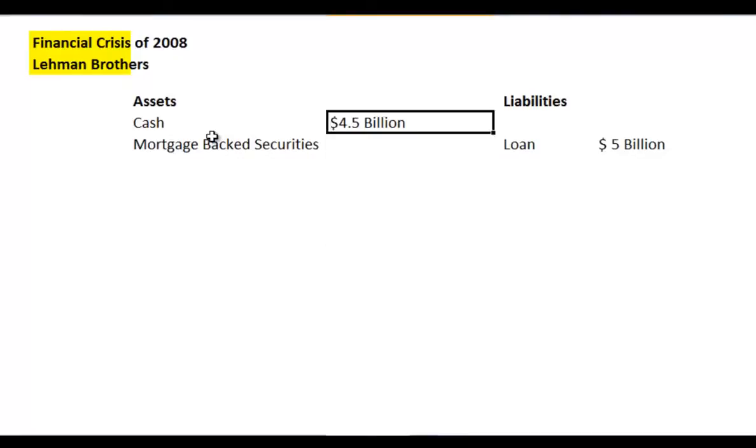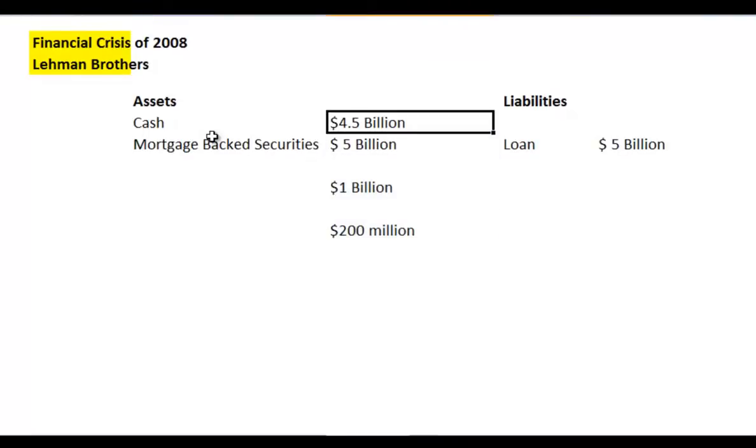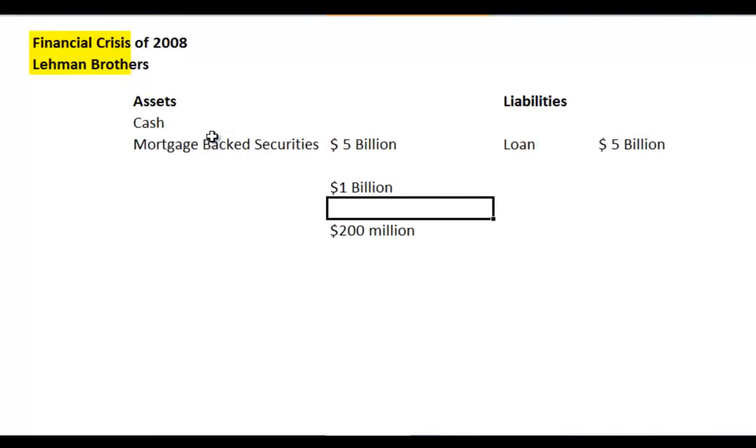Lehman Brothers owes $5 billion to a lender and the government just gave it $4.5 billion, and the remaining $500 million they can somehow put some business and pay it back. But you saw the previous case, what happened? If the government had not intervened, this investment bank is stuck with a $5 billion loan and an asset that is worth only $200 million. So the bank has to come up with $4.8 billion to pay back that loan. And that's next to impossible.